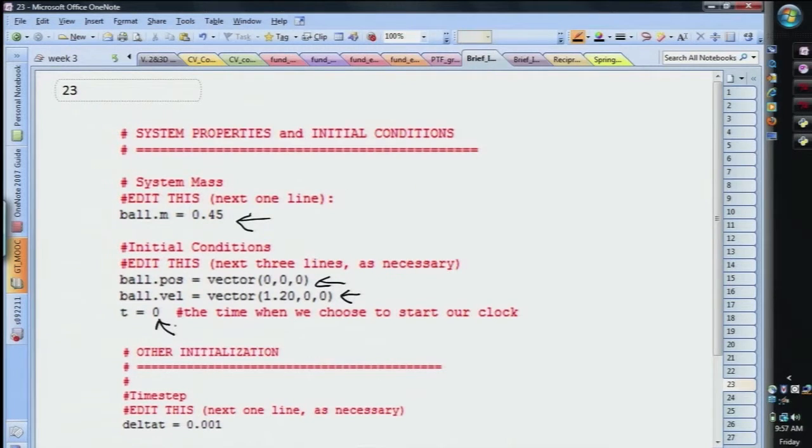Now, notice too that we have for our other initialization the time step delta t. Here we're setting that to be 1/1000th of a second for reasons we'll mention in a moment. Notice this delta t is used for doing calculations in our model and does not have to be the same as the time between frames in our observation video.